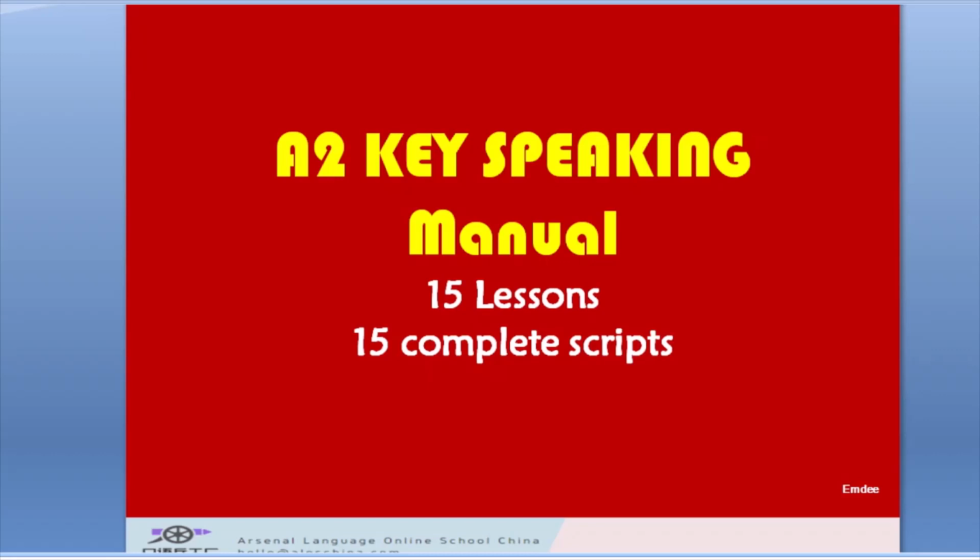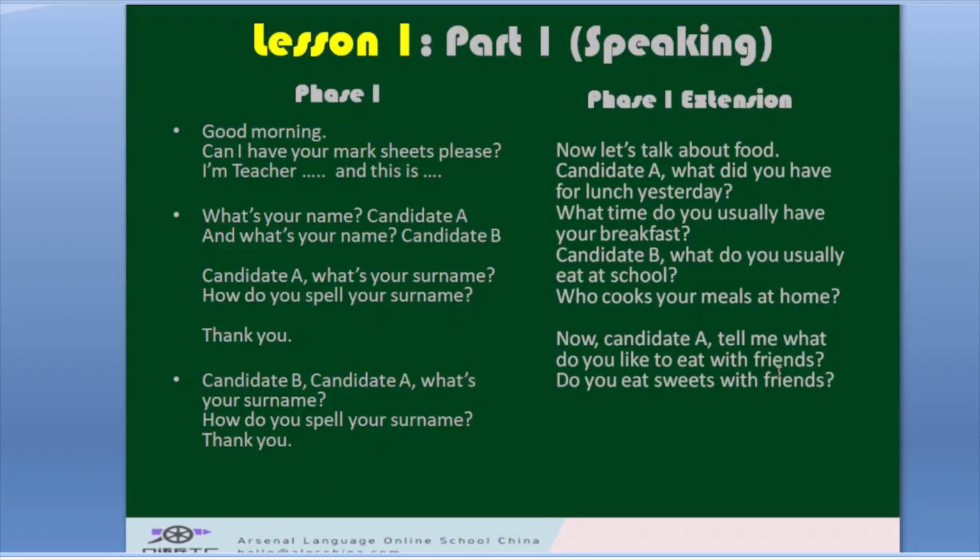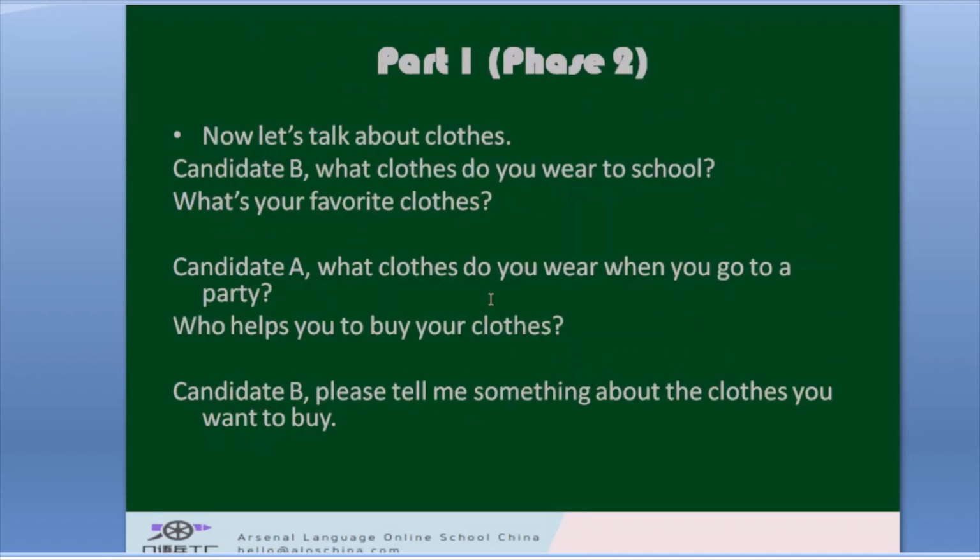The manual is designed for a 3-month long duration and it has complete scripts from part 1 to part 2. If you notice, part 1 has two phases, phase 1 and phase 2. These two phases generally ask questions about yourself.